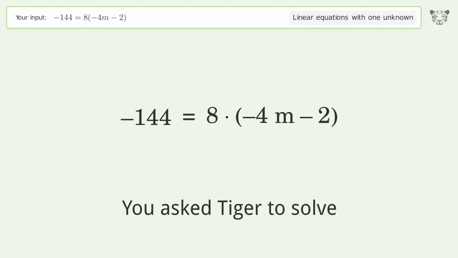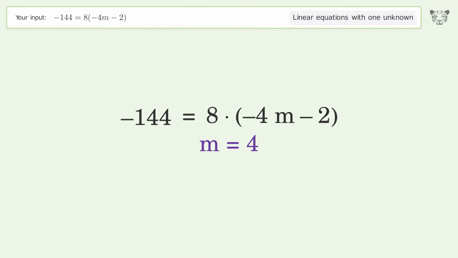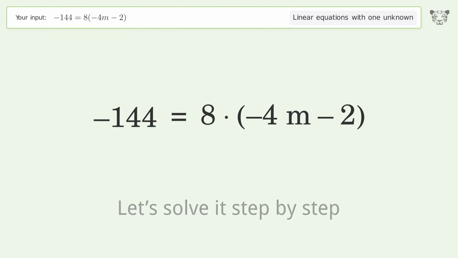You ask Tiger to solve this. This deals with linear equations with one unknown. The final result is m equals 4. Let's solve it step by step.